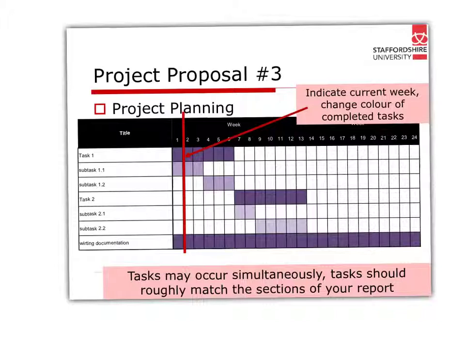And then when you're at the end of week 1 now, have you done a third of subtask 1.1? Yes or no? If you have, make that a different colour. If you haven't, leave it the same colour. It's just a lot simpler.